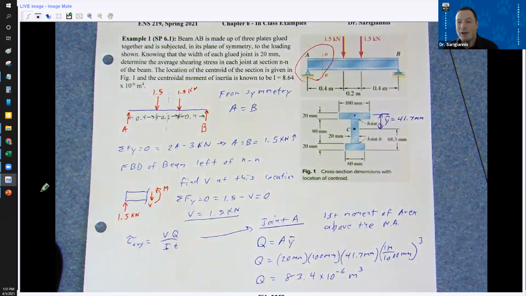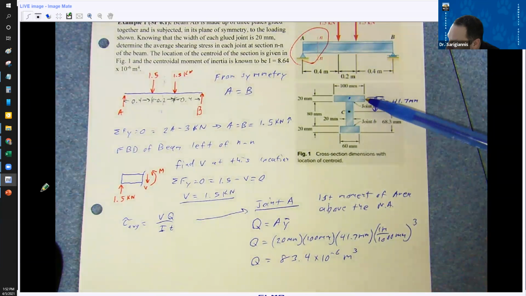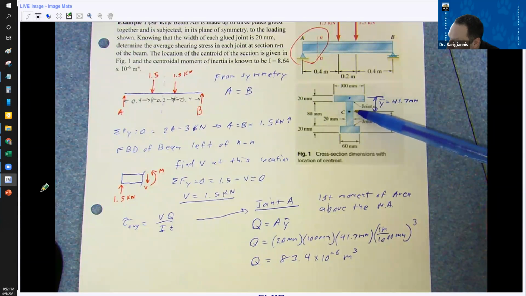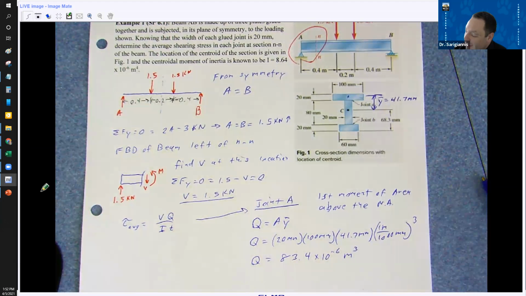All right, let's stop here, and we'll pick up with this on Wednesday. But this is the first moment of the area of just this top area, right? So think about it this way. This area has a moment about the neutral axis that contributes to the shear between this and the area below it. That's kind of what we're doing here. We're taking a relative moment and comparing them.